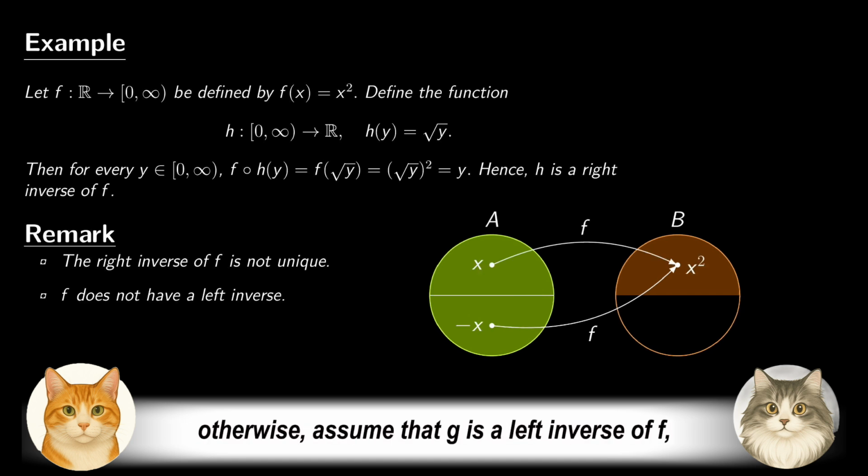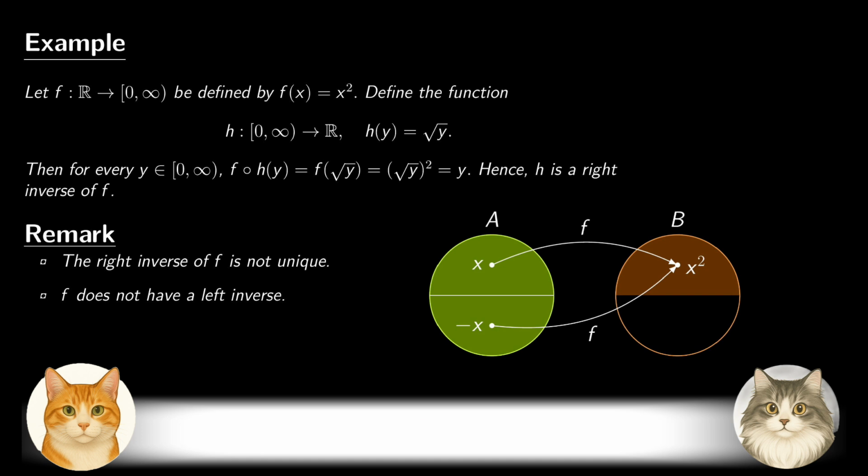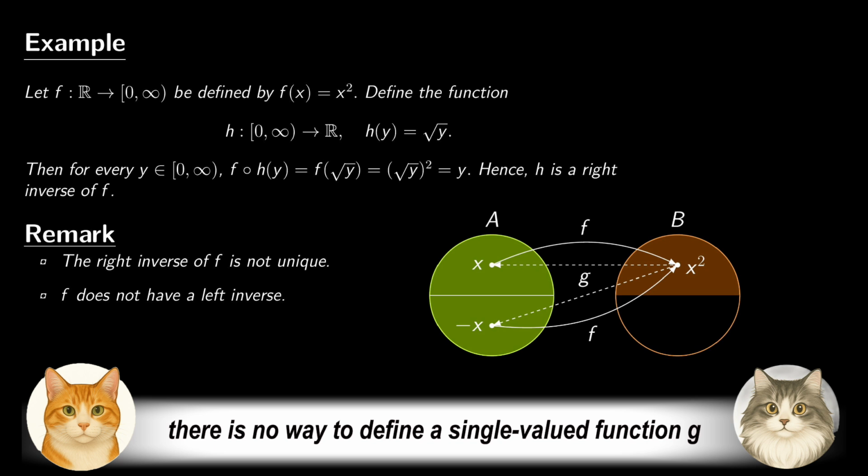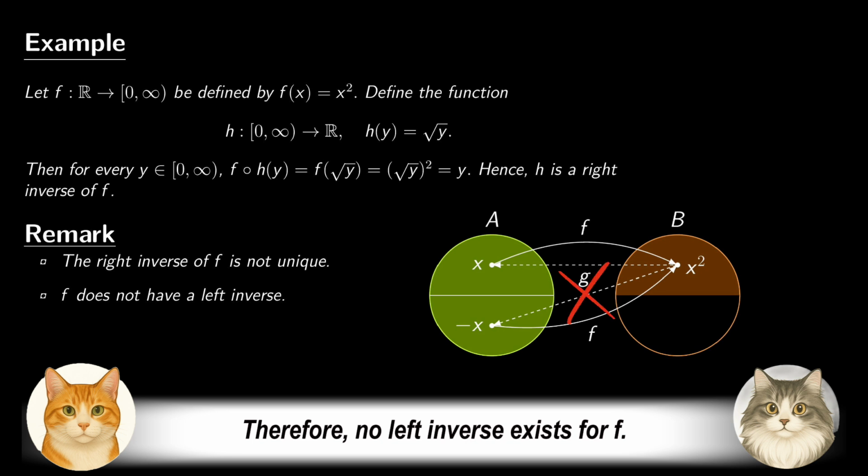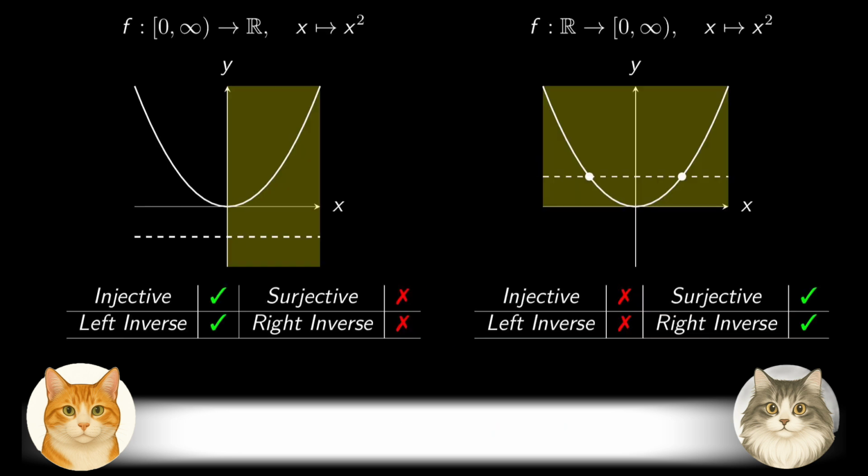Otherwise, assume that g is the left inverse of f. We would have g(f(x)) equals x for all real x. But since f(x) equals x squared maps both x and minus x to the same element, there is no way to define a single-valued function g that correctly recovers x and minus x at the same time. Therefore, no left inverse exists for f.